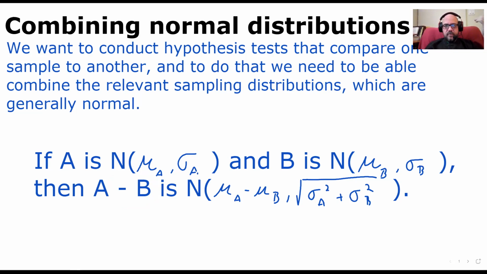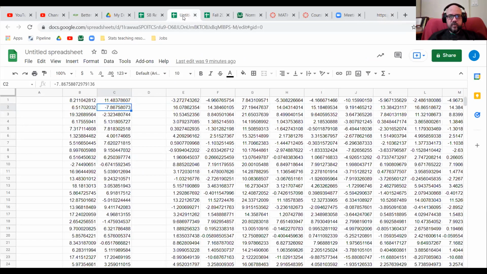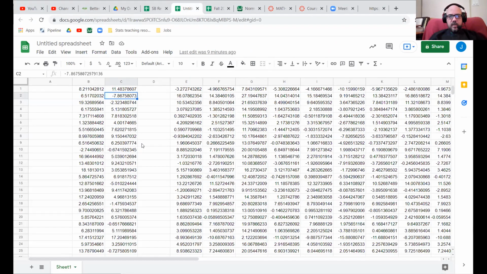What? Oh, sorry. I switched tabs and didn't realize it's this one. Okay. All right. Little snafus aside, let's see how this works.